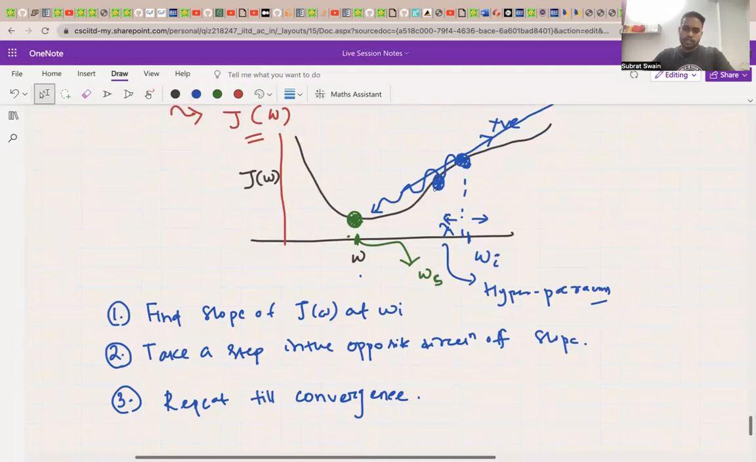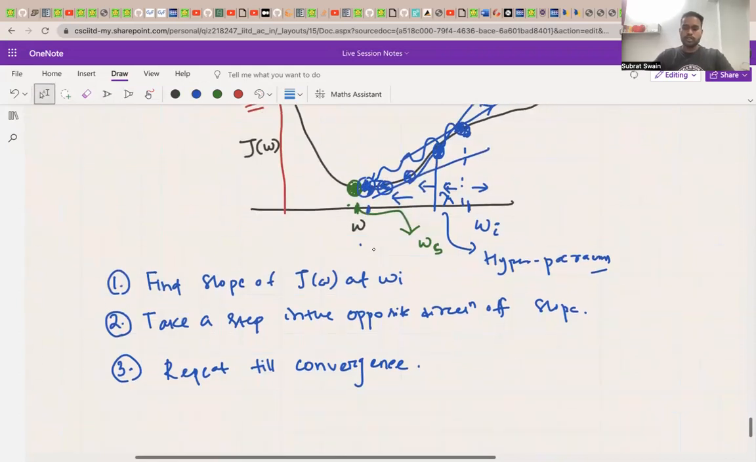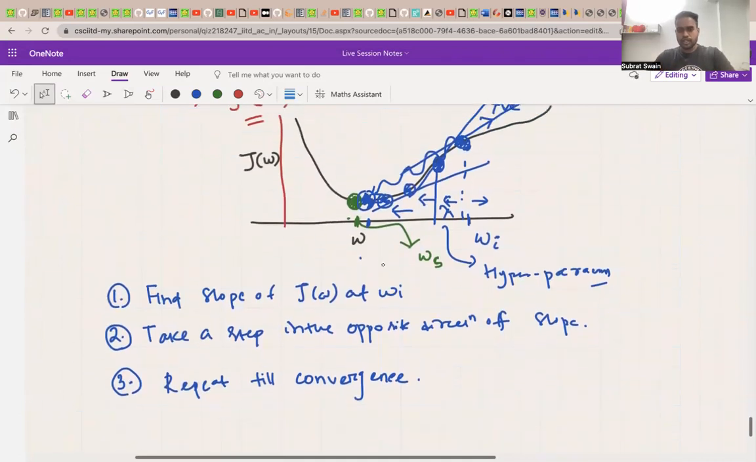You repeat. You again find the slope here. It's again positive, and in that direction you take another step. You reached here, and you take the slope again. You again came in this direction. You came here, and continuing, you will be reaching near here. So by this step, you reached here.